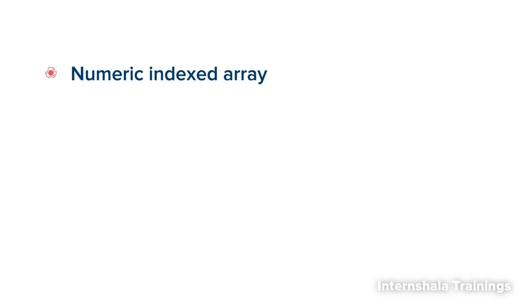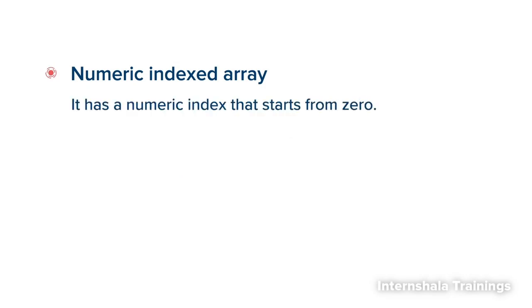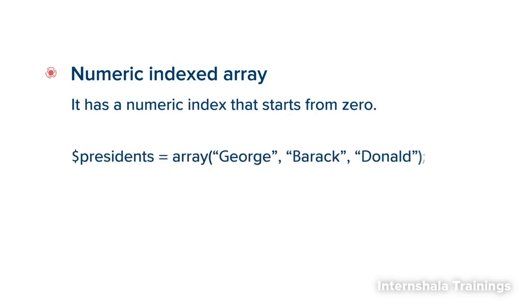Let us start first with the numeric indexed array. As the name suggests, this array has a numeric index that starts from 0. For example, we have this numeric indexed array. Here, $precedence is the name of the variable in which we have stored the array. All the elements are stored inside the parenthesis separated by a comma. Also, we have the elements as strings or texts, and they have to be put inside inverted commas as we have done here. So this first element will have index 0, second element will have index 1, and the third element will have index 2.